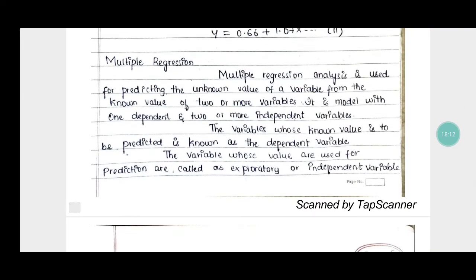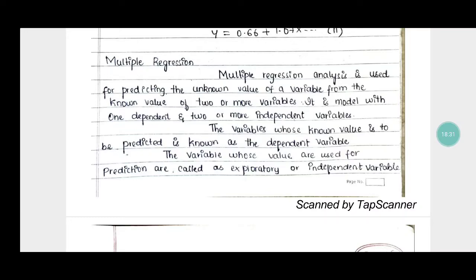And the next is multiple regression. Multiple regression analysis is used for predicting the unknown value of a variable from the known values of two or more variables. It is a model with one dependent and two or more independent variables.